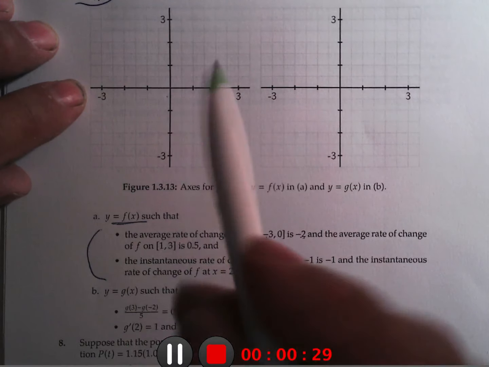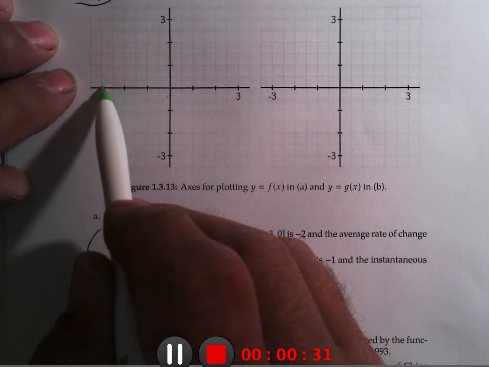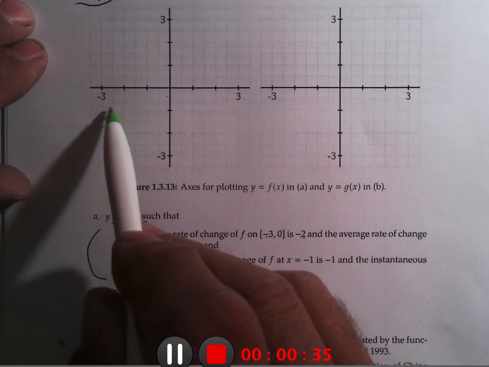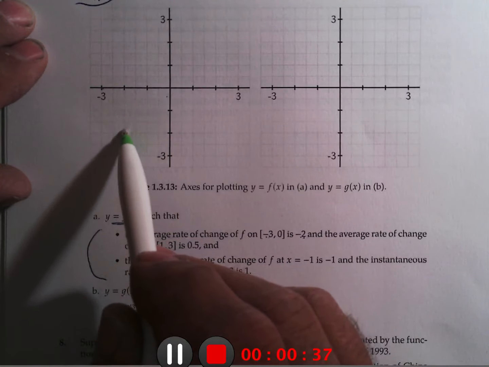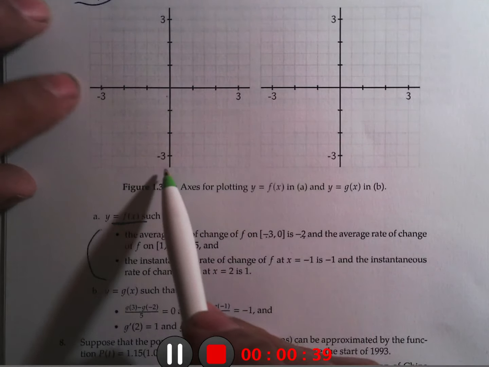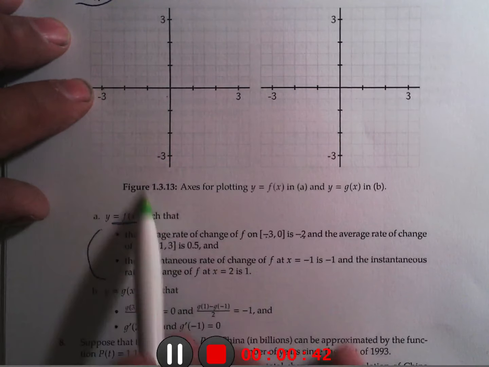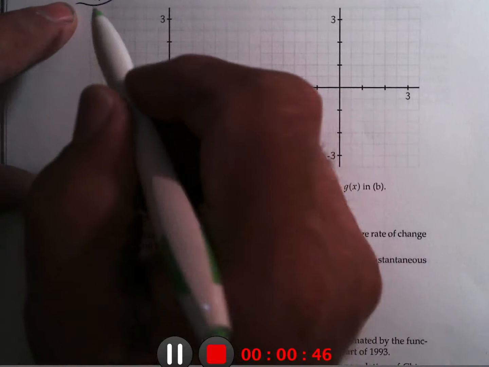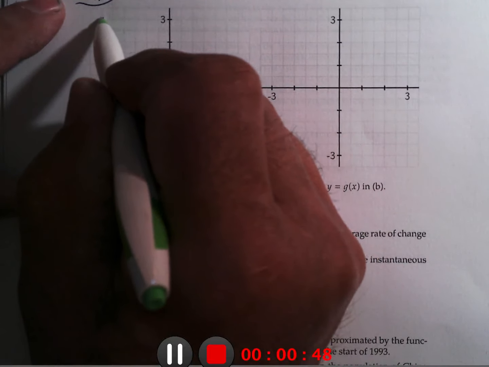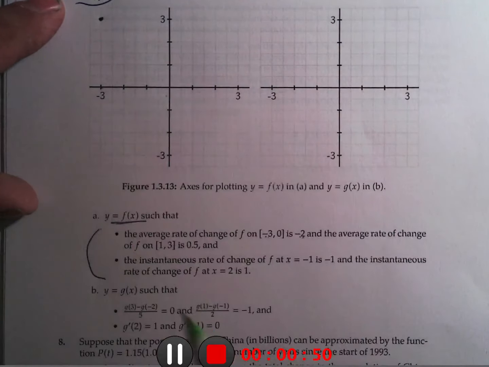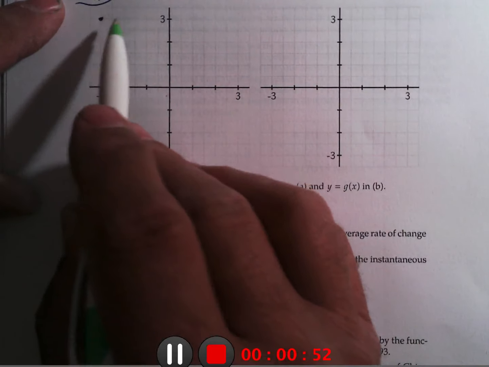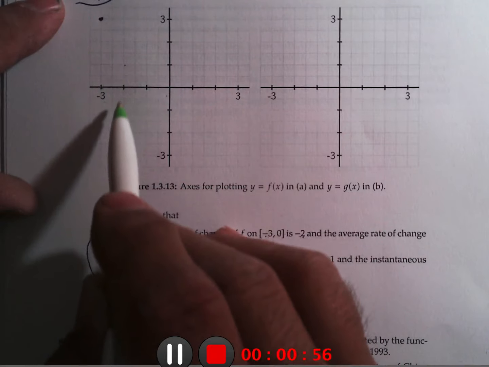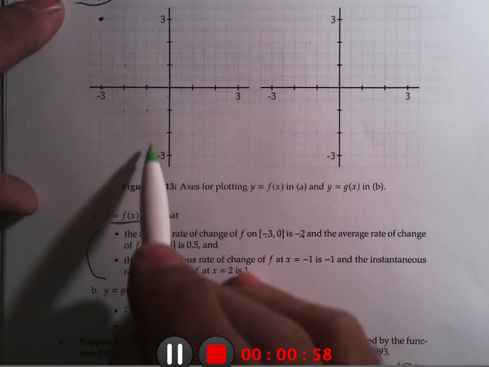So if I started here, I'd have to go down 2 for 1 to have a slope of -2. Well, to get to here, I'd be down here 6 lower. So I'm going to start up a little higher. I'm going to start at 3. And then if I go down 2 for every 1, 2 for 1, 2 for 1, I'd be here.